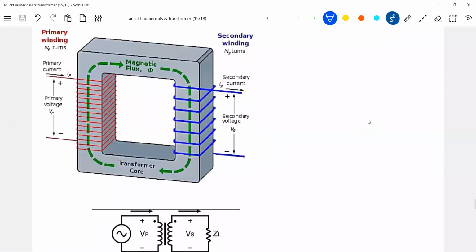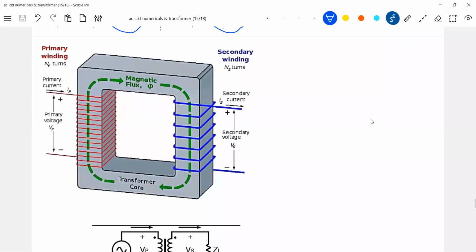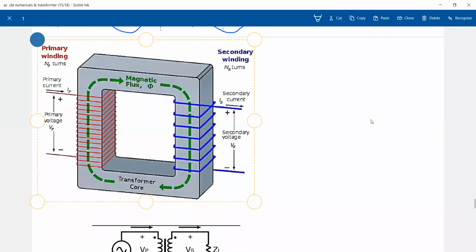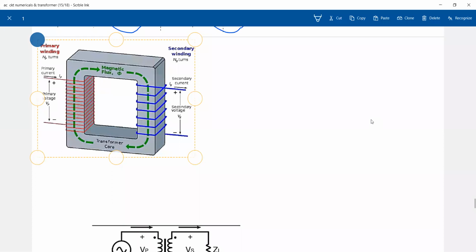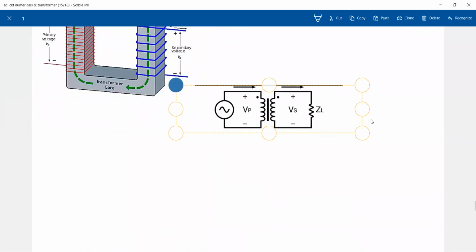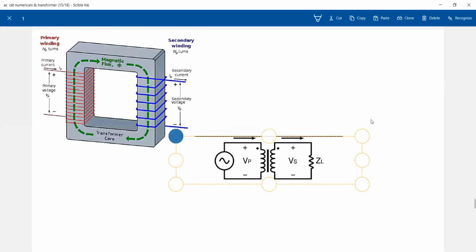So, after we are able to generate an AC signal with the help of the EMI topic, like with the help of Faraday's law, then the question is how to measure that particular signal. How to measure that given signal? For that, we took the help of an AC circuit here.